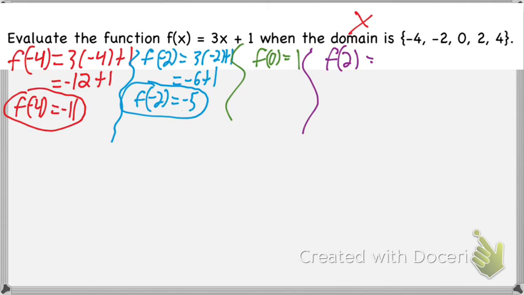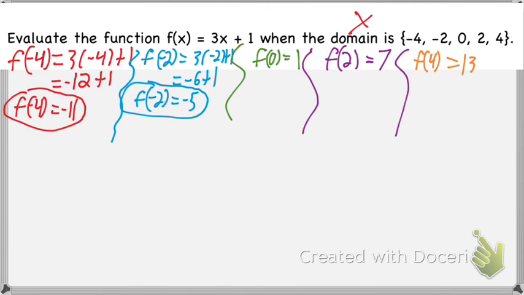Mason, what's the answer? 7. Okay, it is 7. Very good. F of 4. Tobin, why don't you give me the answer? Equals 12. Try again. There you go. 13. 12 plus 1. Yep. All right. Do you guys agree with those two? Yeah. Okay. And the nice thing with this is it's easy to see.